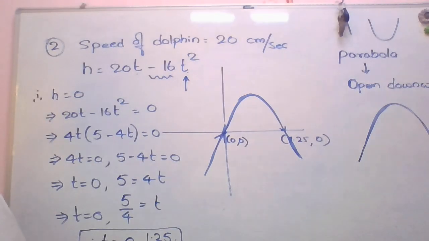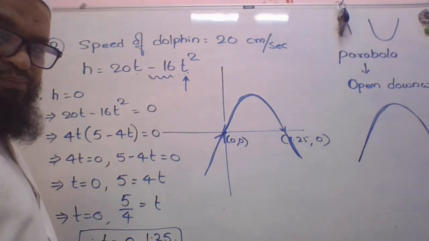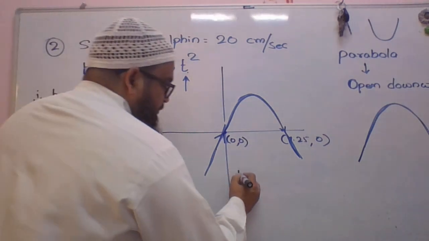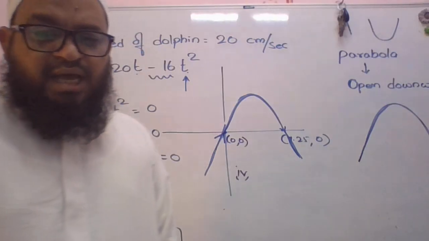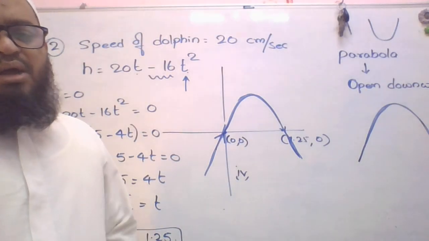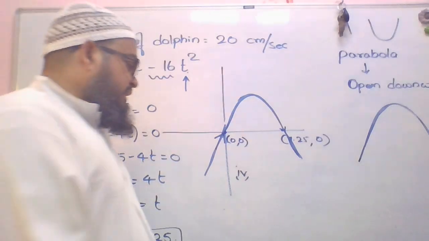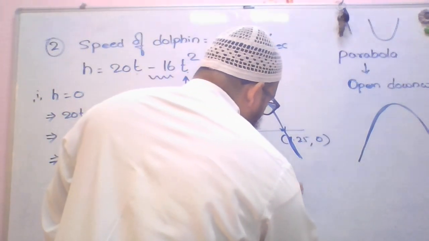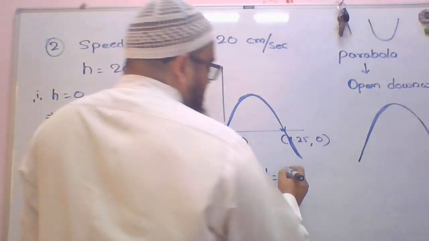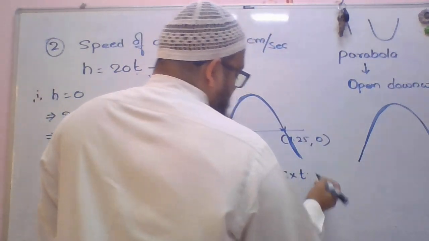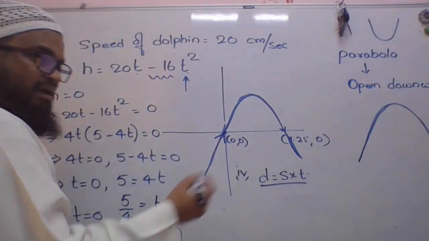You substitute the value of t in this equation, and you will get h. And the fourth important question: how much distance has the dolphin covered before hitting the water level? Here he is asking distance. Let us see. Distance is equal to speed into time. But here it's not traveling in a straight line, right?